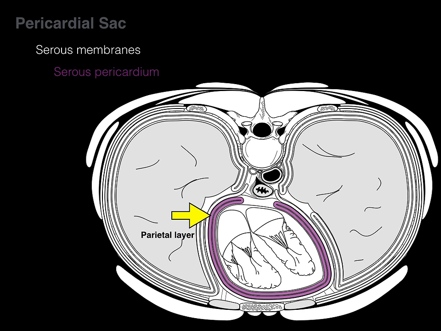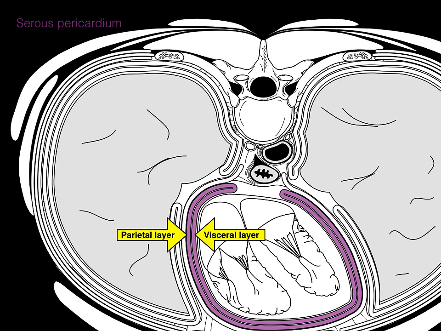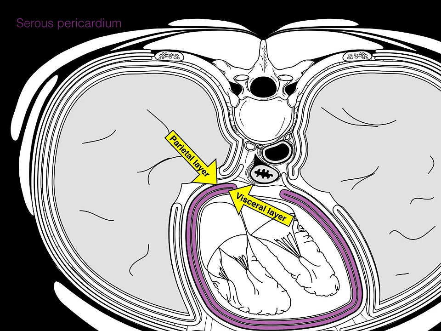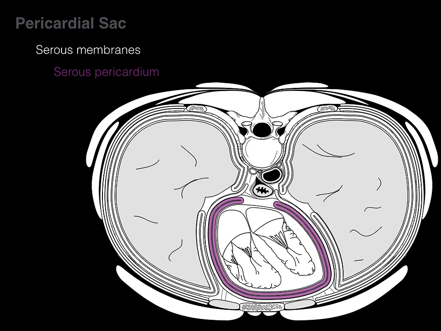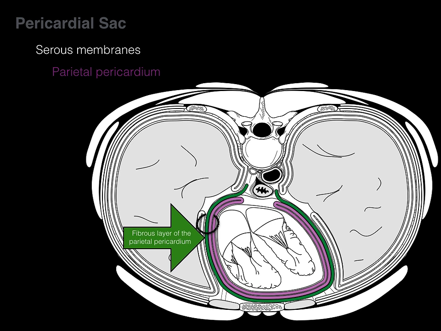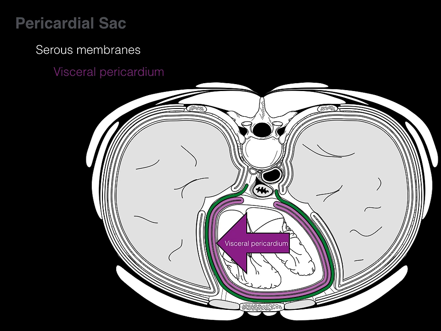Now, the serous pericardium has two layers, a parietal layer that forms the wall on the inside of the fibrous layer, and then the visceral layer that's adhered to the heart. But notice that if we zoom in, the parietal layer and the visceral layer are continuous with each other. The heart is like a fist pushing in on a balloon, this serous pericardium. So, if we now take a look at the parietal pericardium, it consists of two things: the outer fibrous layer and the inner serous layer of the parietal pericardium. And then the part that's adhered to the heart, that's the visceral pericardium.